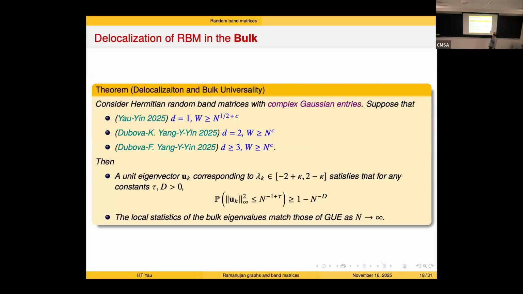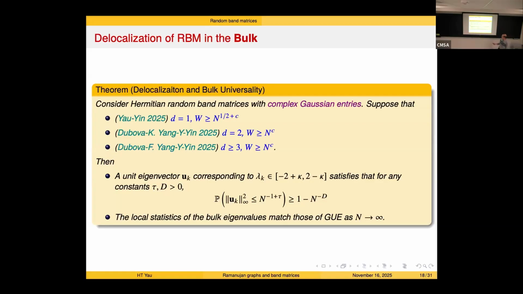I will stop here. So the main result is, if you consider the Hermitian random band matrix with complex Gaussian entries, now in dimension 1, we prove that when W is bigger than square root n plus a constant. In dimension 2, we prove W bigger than n^c, where c is some constant. You want to think about it, c is just epsilon, some tiny small constant. And in dimension 3, it's also W bigger than n^c for a small constant c.